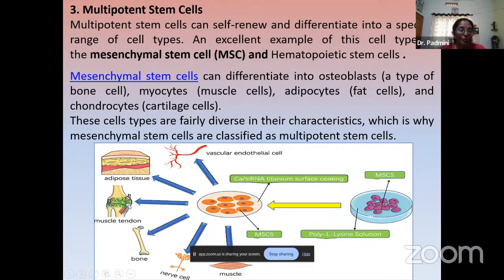You can also grow them as muscle tendons. This can be used for osteoarthritis patients, where the cartilage bone is affected, or you can use it for accidental fractures. And also you can grow a new bone, new nerves, and muscles. So this is where the mesenchymal stem cells come into play.